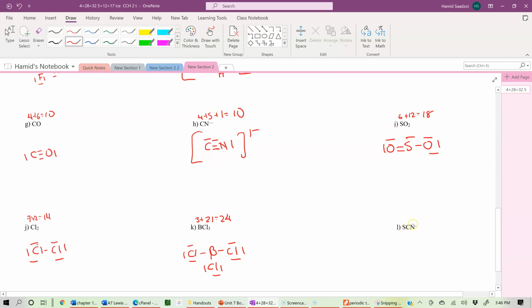All right, SCN negative. We have a total of 6 plus 4 plus 5 plus the negative charge, so that's one more. So 10, 15, 16 electrons. C in the middle, S on one side, N on the other. So that's 2, 4, 6, 8, 10, 12, 14, 16. You notice I go outside in. The inside is my last concern. Now I look at the inside, and you're like, oh, wait a second, it only has 4. It's short. So what do I do?